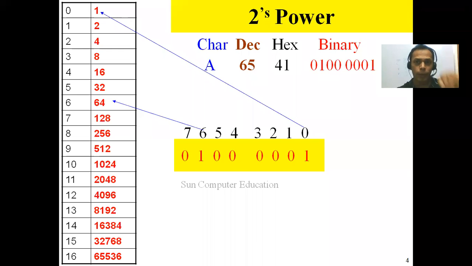So when you type capital A, what is actually stored in computer memory is 01000001. And I have explained to you how you get this magical number. Either you can convert decimal to binary or you can convert hex to binary. It's up to you.